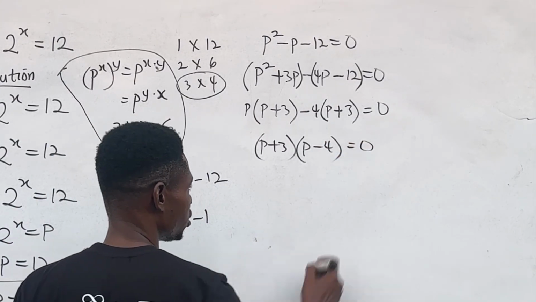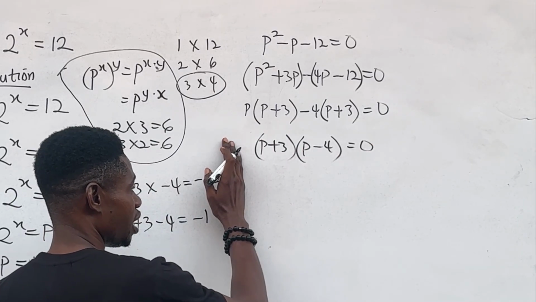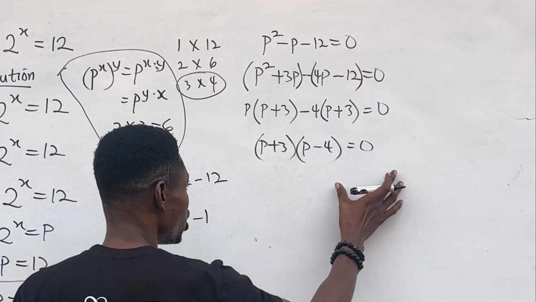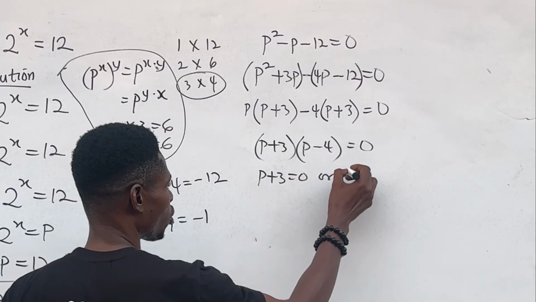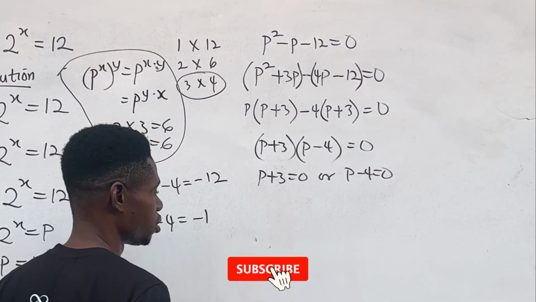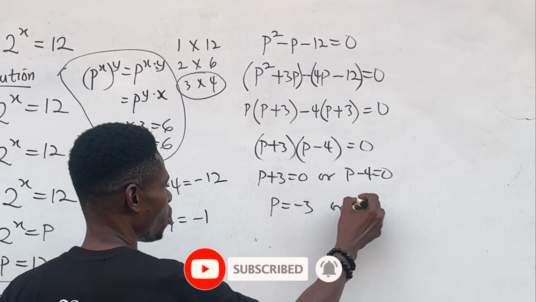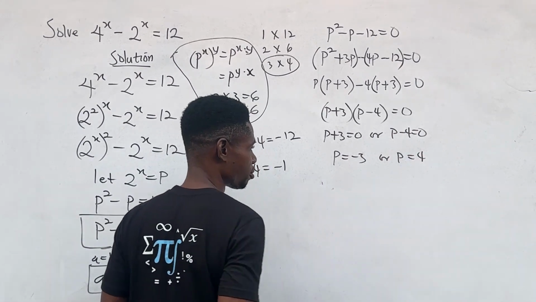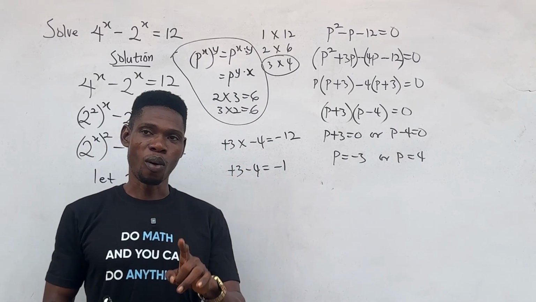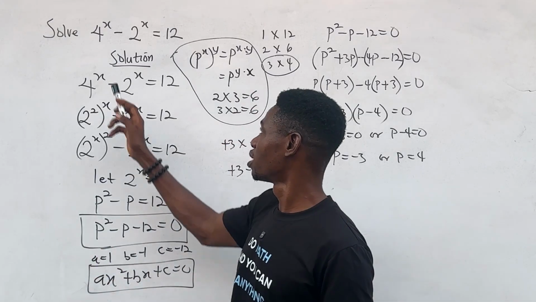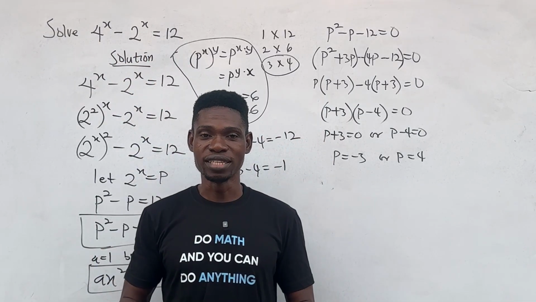Remember, equal to 0. So remember, if you have a product equal to 0, either the first element is 0 or the second is 0. So if I apply that here, it's either p plus 3 equals 0 or the second, p minus 4, equals 0. So from here, p equals minus 3 or p equals 4. But remember, we're not looking for p from the original equation because it says 4 raised to the power x minus 2 raised to the power x equal to 12. So the variable we're actually looking for is x.